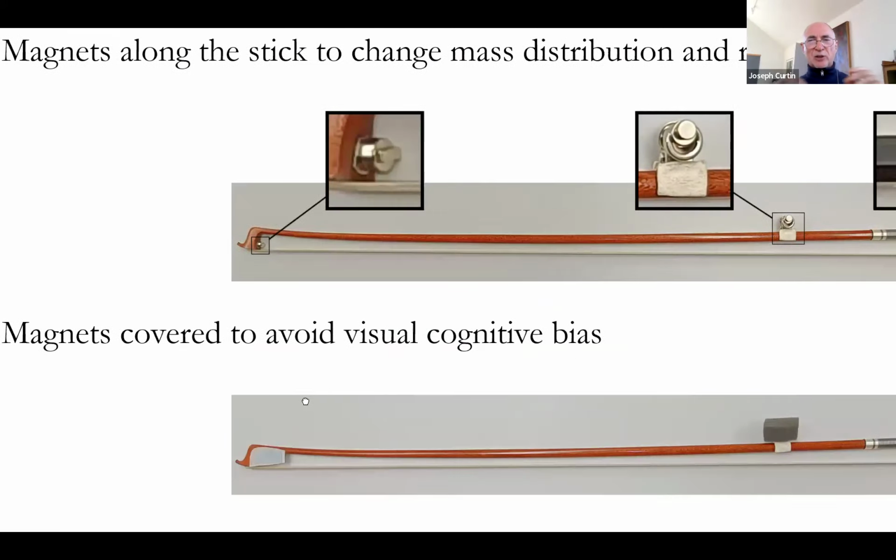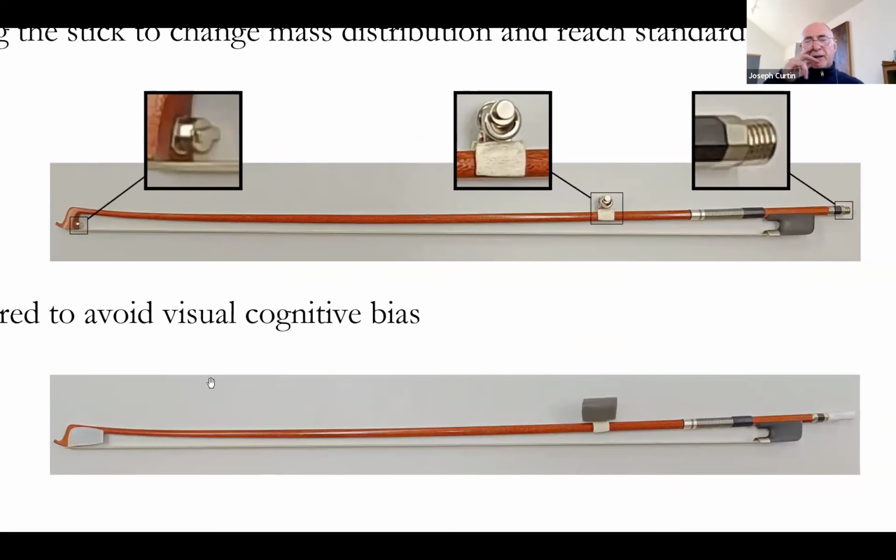Does one assume that you could imagine two bows with the same moments of inertia and balance point, but arrived at by putting the weights in different places? Would players tell the difference? Do we know anything about that, or are there assumptions being made that it's the same thing?